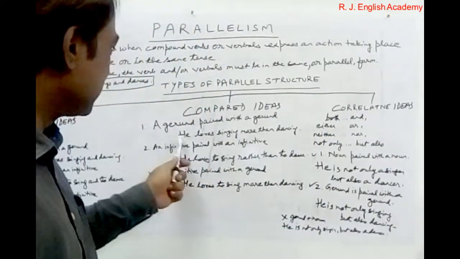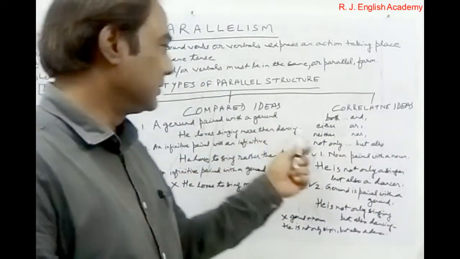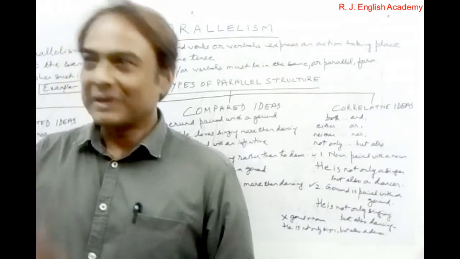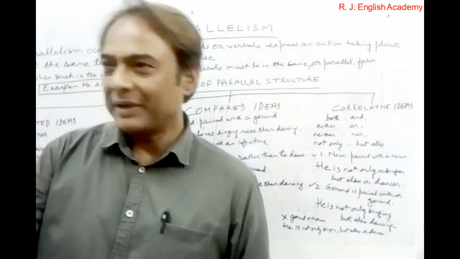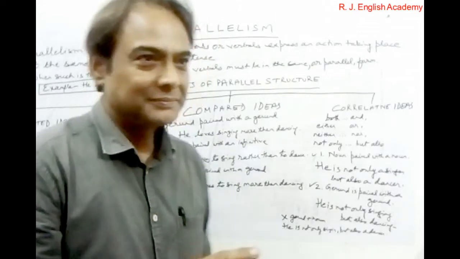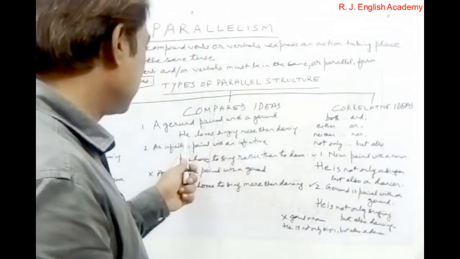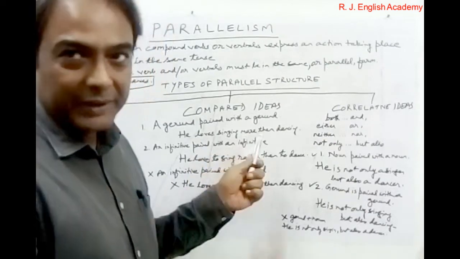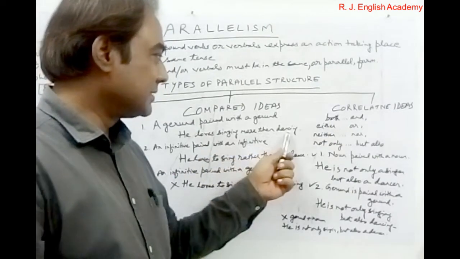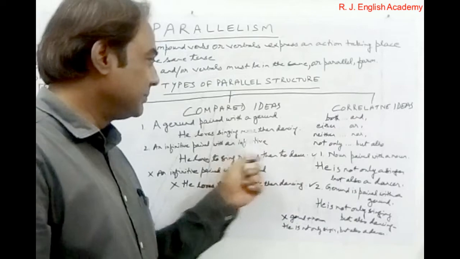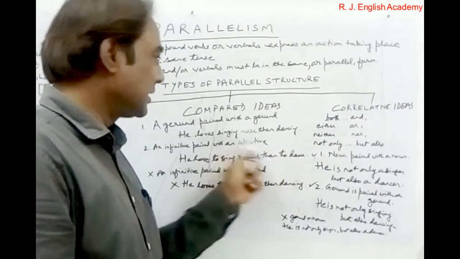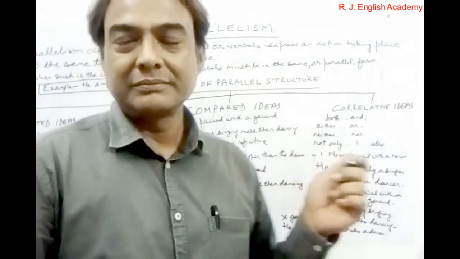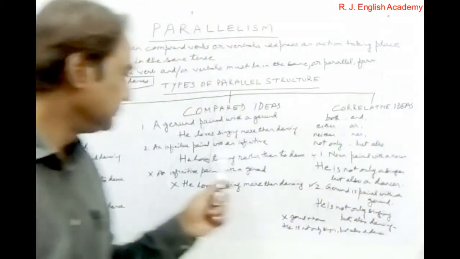So here the example is, he loves singing more than dancing. More compares. A comparative element comes. So he loves singing. Singing is a gerund. More, comparison. Then dancing. Dancing is a gerund. So we have two gerunds being compared. This is correct.